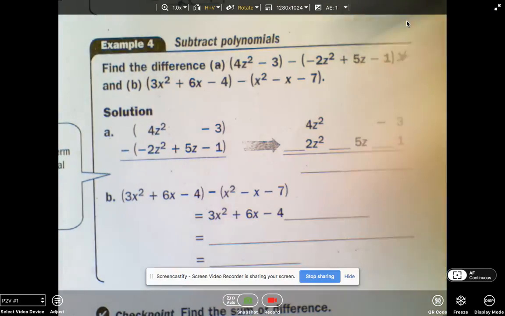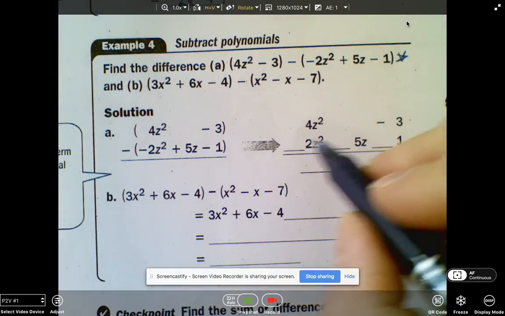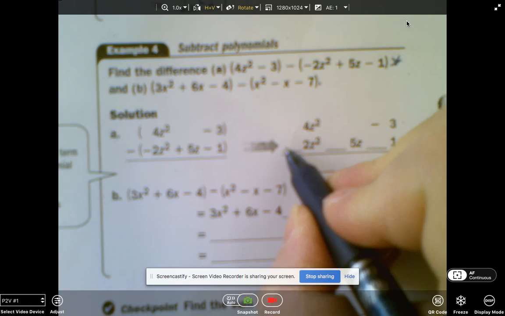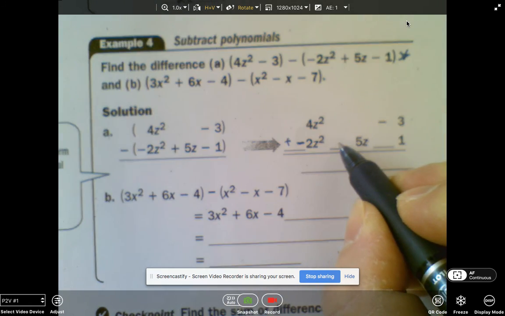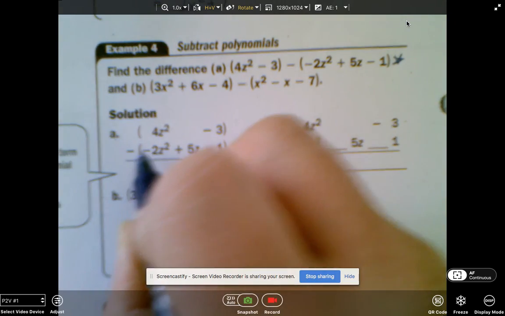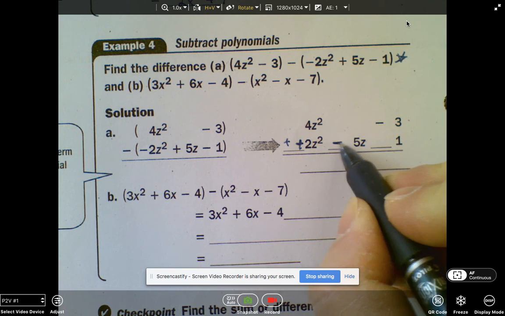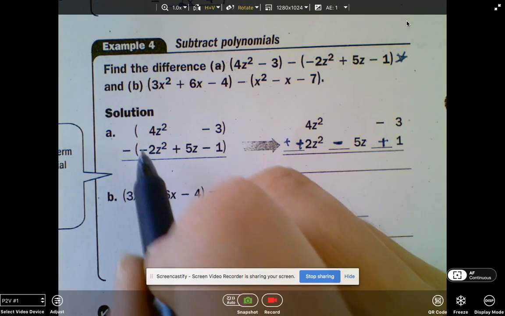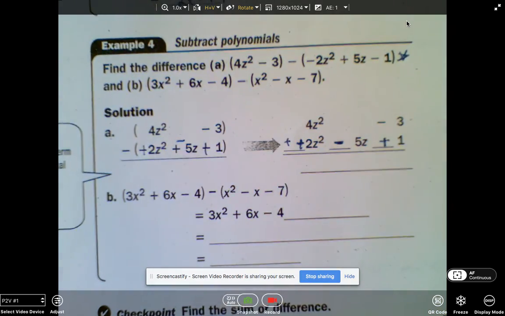So this would now, again, when I subtract, I like to change it. You can see they went over here. So you could change this to plus a negative, plus a positive 2z squared. This would be a minus 5z. This would be a plus 1. So I'm just changing this to positive, negative, positive.